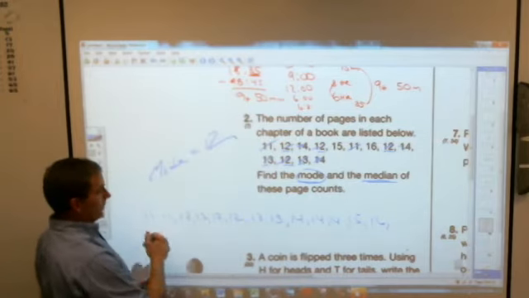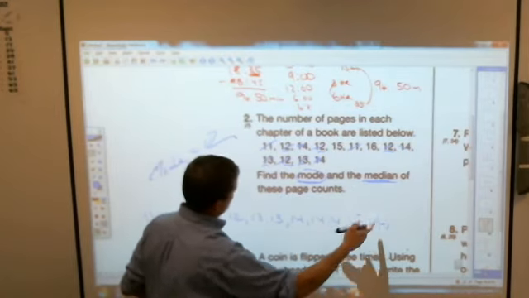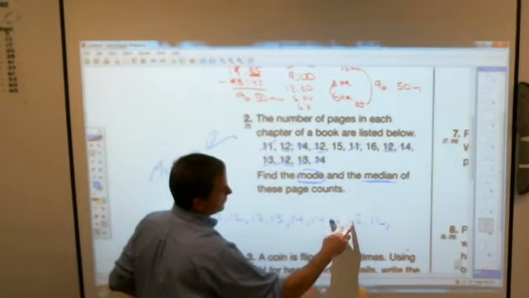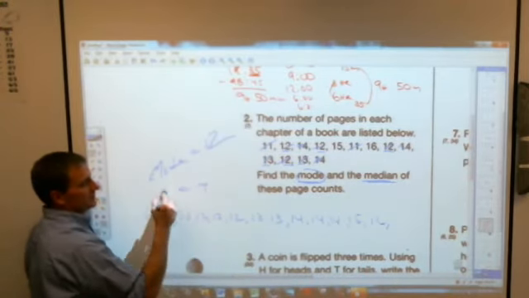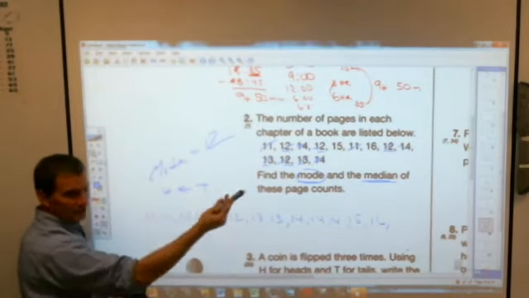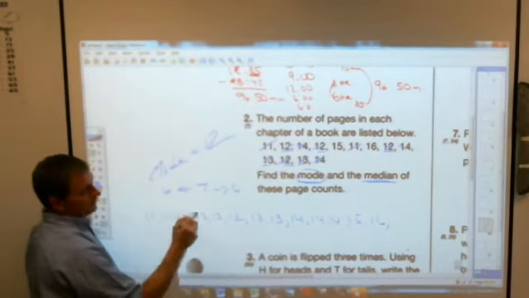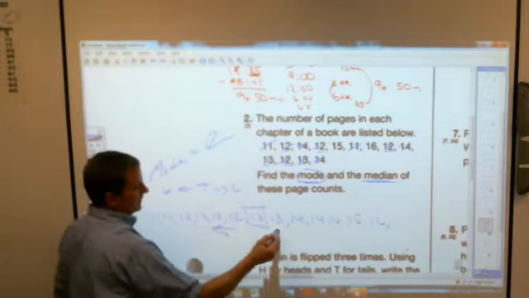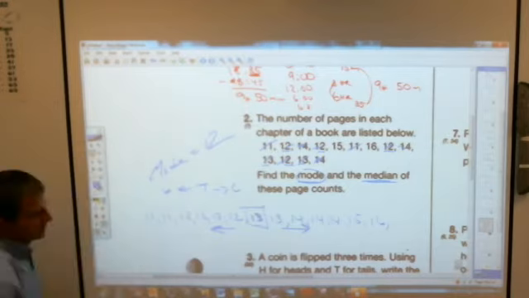And then for the middle, you'd have to count how many numbers you have. 1, 2, 3, 4, 5, 6, 7, 8, 9, 10, 11, 12, 13. What's half of 13? The 7th number is the middle, because there are 6 numbers on this side and 6 numbers on that side. So number 7 is going to be in the middle, Zach. If there's an even number, you have to find the average of the middle two. If there's an odd number, there's one in the middle.